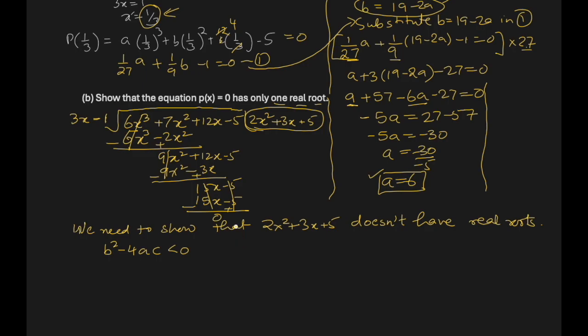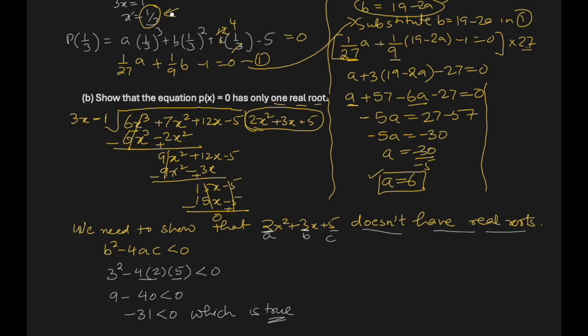So let me show what is a, what is b in this. So this is a, this is b, and this is c. So b square minus 4 times ac should be less than 0. So 9 minus 8 times 5, 40, is less than 0, minus 31 is less than 0, which is true, and that's why it's proven that this doesn't have real roots, and 1 over 3rd is the only root this polynomial has. Shall we go further?